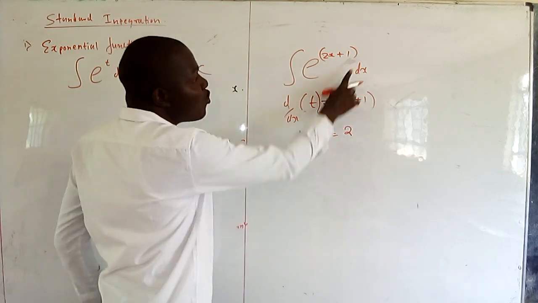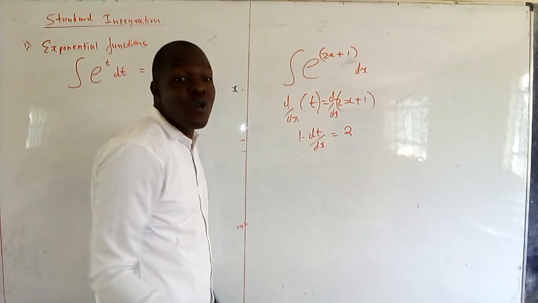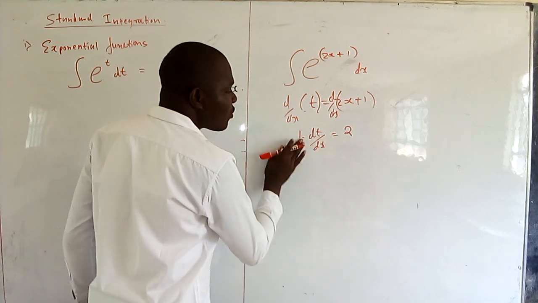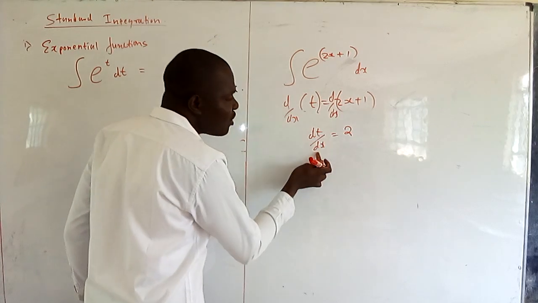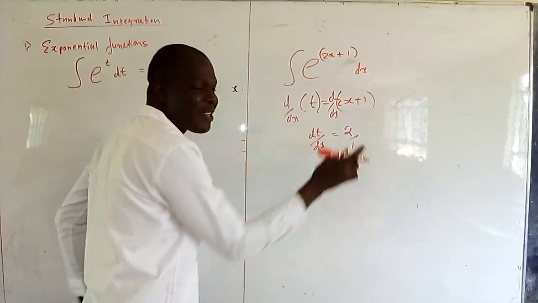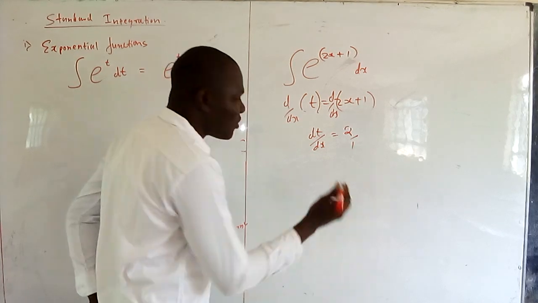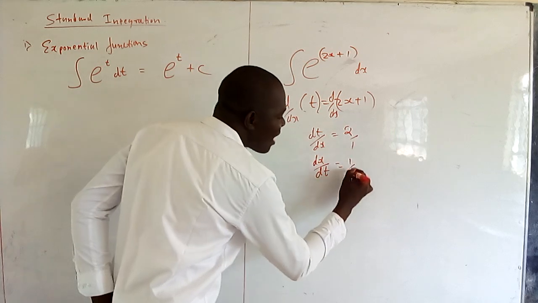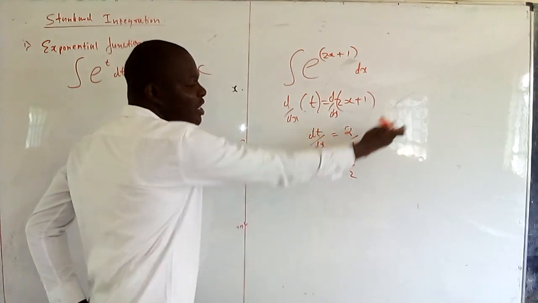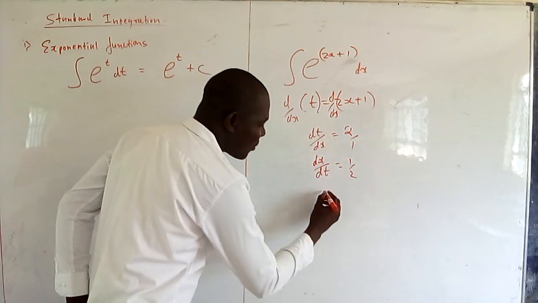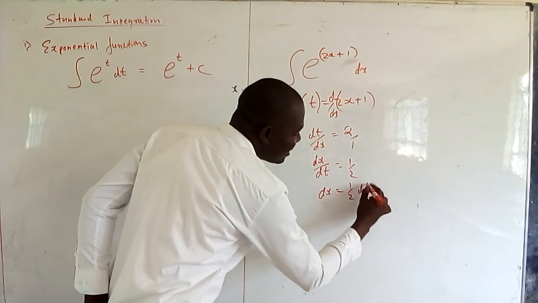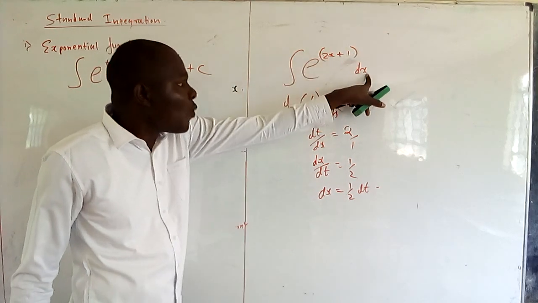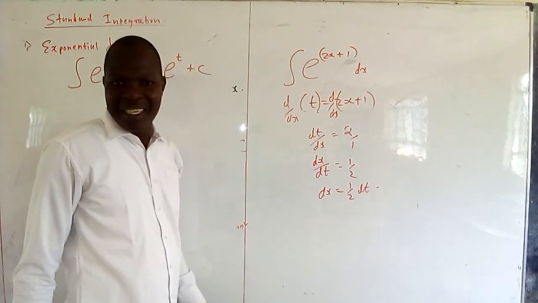From here, you make dx the subject of the formula, because we want to do algebraic substitution. So dt over dx equals 2. We find the reciprocal on both sides of the equation, so we have dx over dt on this side, and 1 over 2 on that side. Then you take dt to the other side. So here we have dx is a half dt, meaning where there is 2x plus 1 you put t, where there is dx you put a half dt.